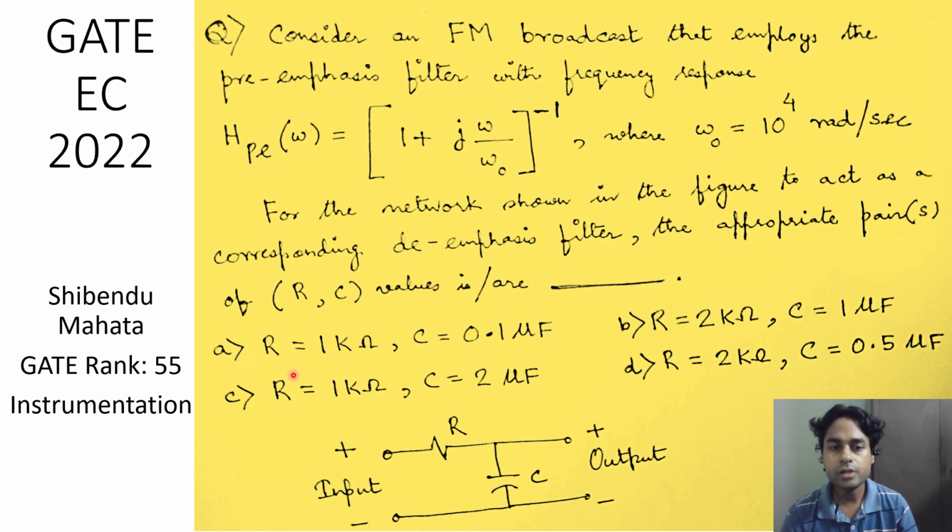Option A is R equal to 1 kilo ohm and C equal to 0.1 microfarad. Option B is that R is 2 kilo ohms, C is 1 microfarad. Option C, R is 1 kilo ohm and C should be 2 microfarad. And option D is R equal to 2 kilo ohms and C equal to 0.4 microfarad. And this is an RC circuit, so basically this acts as a low pass filter.